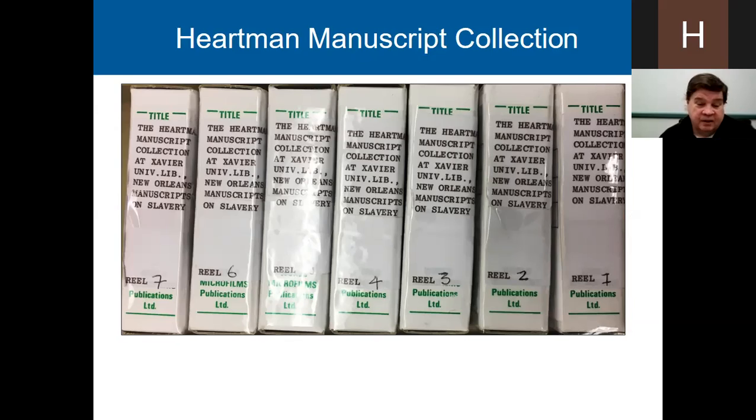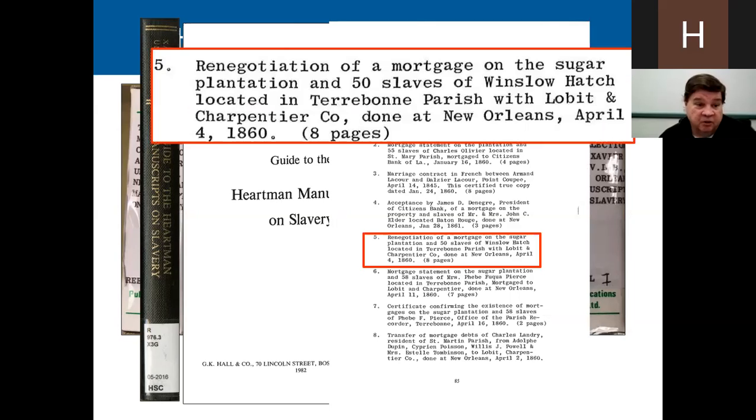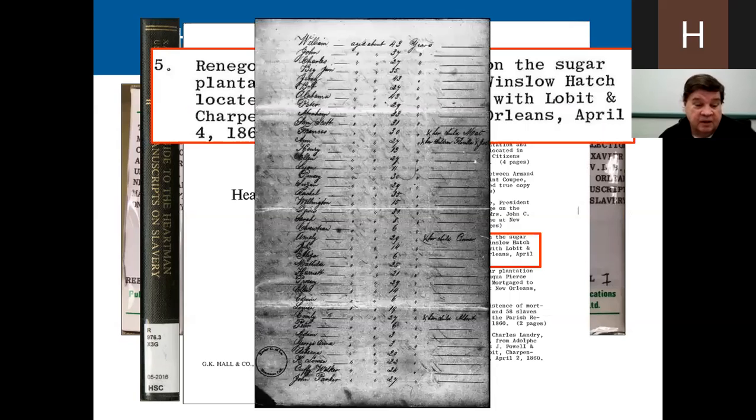And when he died, they didn't know what to do with it. So they sold it. Xavier University owns the largest part of it, and some others belongs to Texas Southern in Houston. So the Xavier part, there's a guidebook, and it tells you the documents that are in it. In this case, it's a renegotiation of a mortgage on the sugar plantation and 50 slaves of Winslow Hatch, located in Terrebonne Parish with Labrador and Charpentier at New Orleans on April the 4th, 1860. So it's an 8-page document. And we're going to look through it.